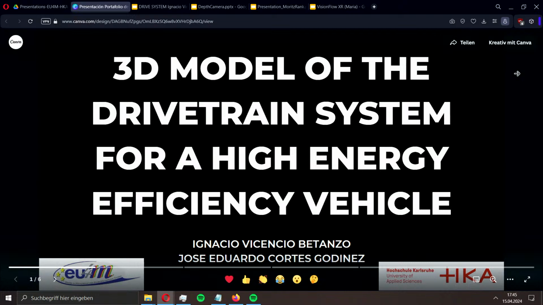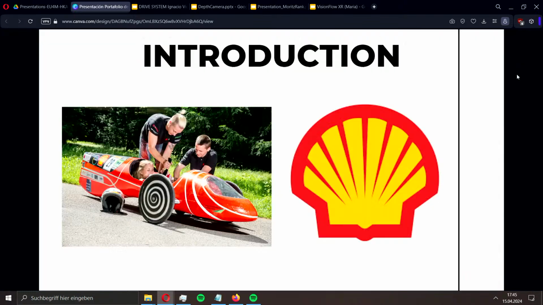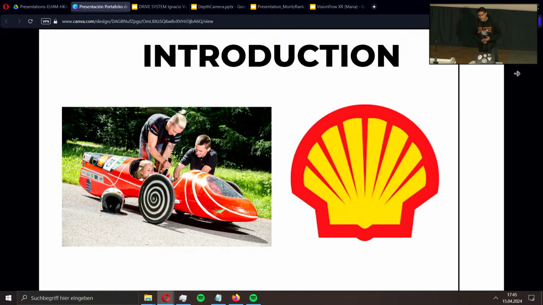Okay, so I'm going to do the continuation of the project I did with my previous colleague Ignacio. It's a 3D model of the drivetrain system for a high energy efficiency vehicle. I'm going to talk a little bit more about the competition itself.